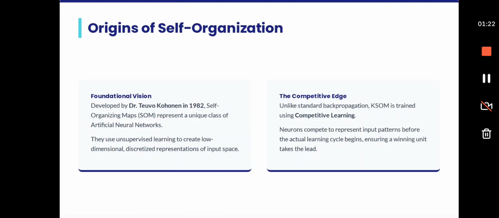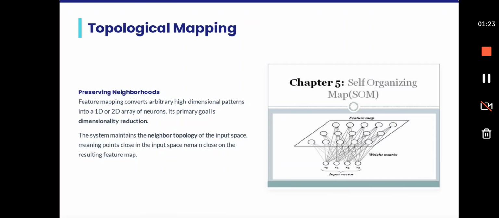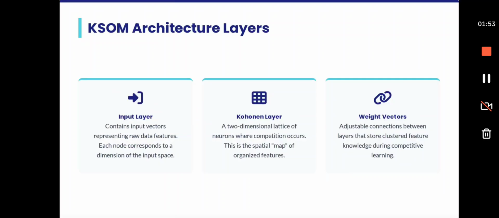Now let us understand topological mapping. Topological mapping converts high-dimensional data into a one-dimensional or two-dimensional feature map. The main goal is dimensionality reduction. The system preserves the neighborhood relationship. This means the data points that are close in the input space remain close in the output feature map. This helps with visualization and pattern recognition.